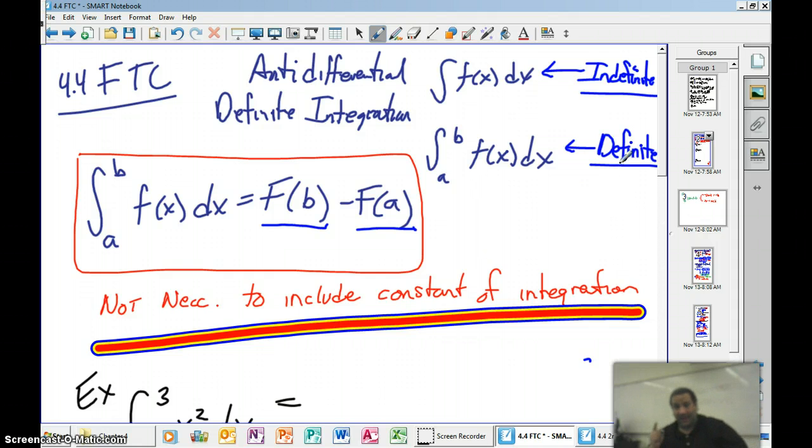And it's done like this. A to B. B is usually the bigger number. So I'm going to evaluate the function at B. That's the antiderivative. And I'm going to also subtract the antiderivative at A. So that's the antiderivative at B minus the antiderivative at A. Kids love this. It's easy. It's not necessary to include the constant of integration, which is C. You don't have to include that C because we're getting a numeric answer.